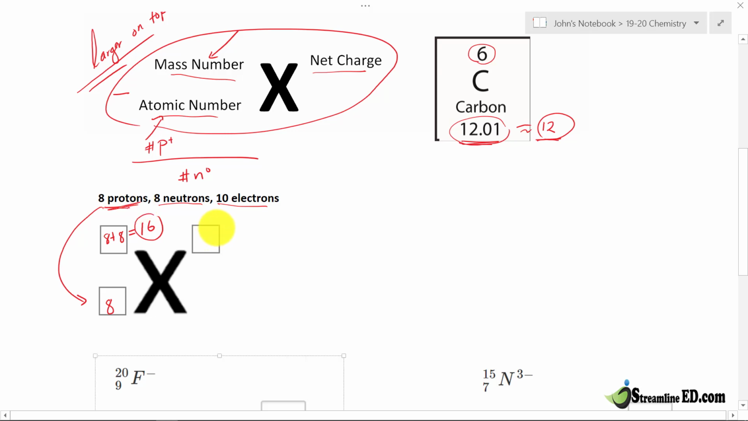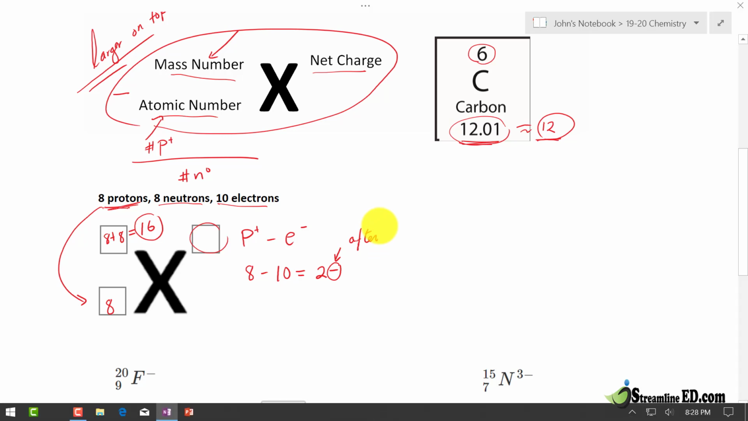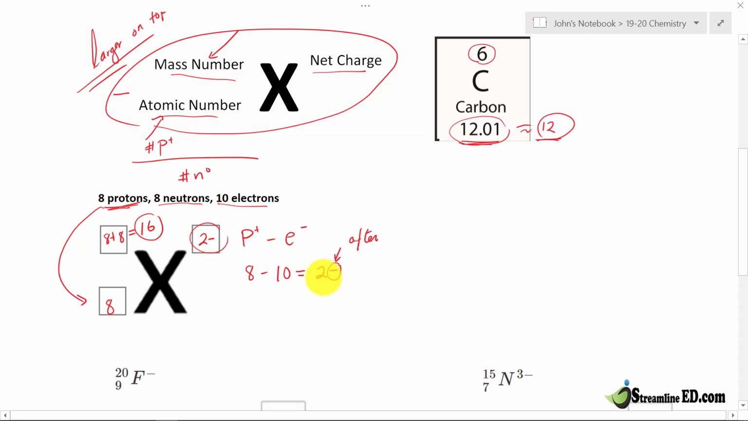But here we have the net charge. To find the net charge, you take the number of protons minus the number of electrons. 8 protons minus 10 electrons. Well, what's 8 minus 10? We have 2 minus. And remember, when we write the charges, the charge goes after the number. So we have 2 minus right here. If you put the charge in front of the number, that represents an oxidation number instead of a charge.